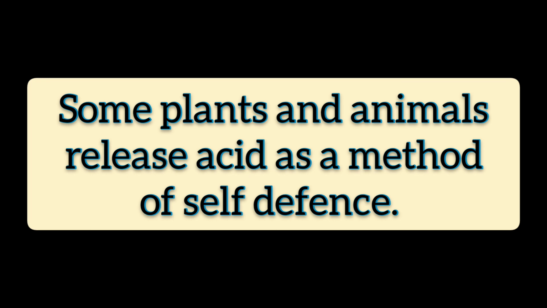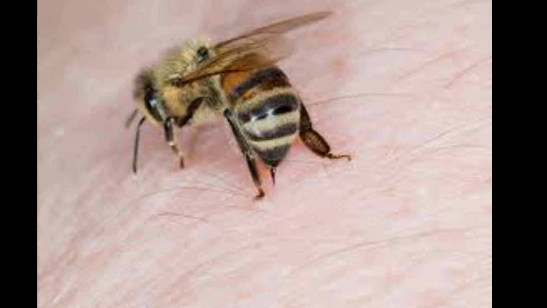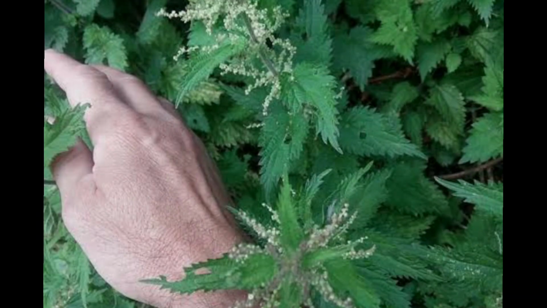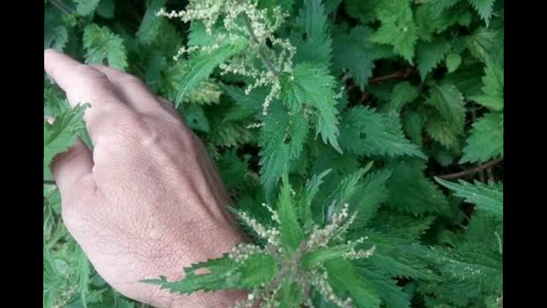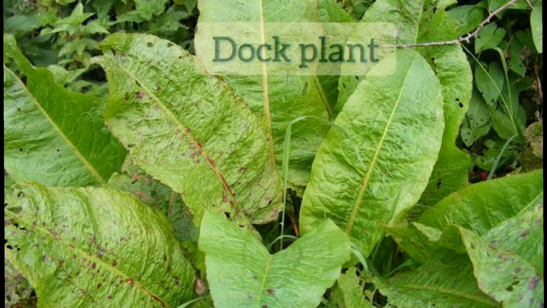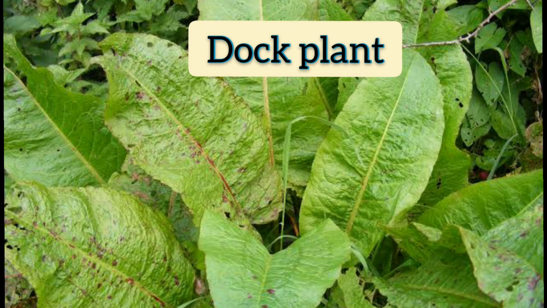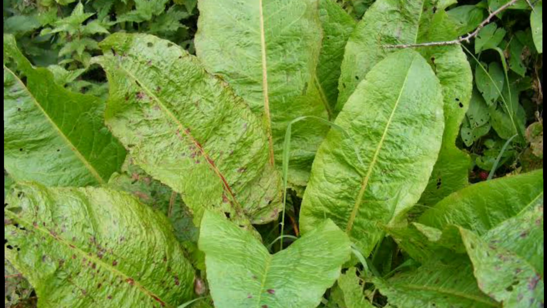For example, a honeybee releases formic acid in its sting, which can be neutralized by baking soda. Nettle leaves release methanoic acid and inject it into our body parts which come in contact with it. It can be neutralized by rubbing dock plant leaf, which grows around nettle leaves. They contain a base in them which helps to get relief from the pain.